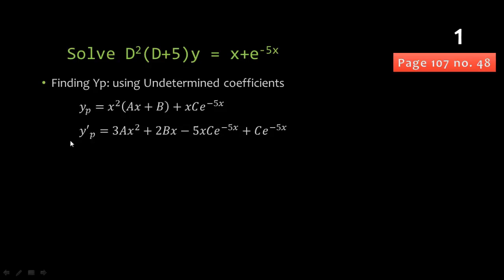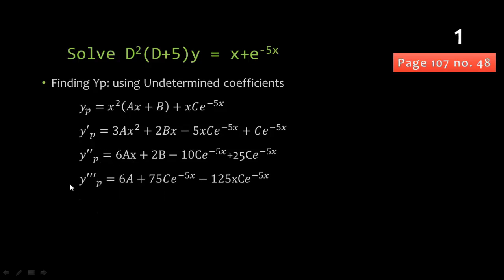Now, getting the first derivative, we have y_p prime is equal to 3ax squared plus 2bx minus 5xc e to the negative 5x plus c e to the negative 5x. For its second derivative, y_p double prime is equal to 6ax plus 2b minus 10c times e to the negative 5x plus 25xc e to the negative 5x. For its third derivative, we have y_p triple prime is equal to 6a plus 75c times e to the negative 5x minus 125xc times e to the negative 5x.